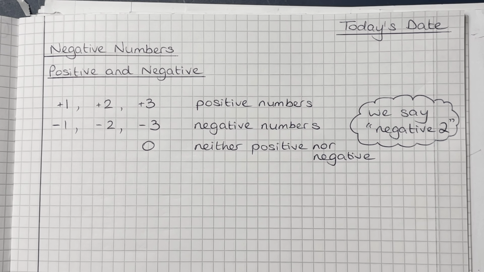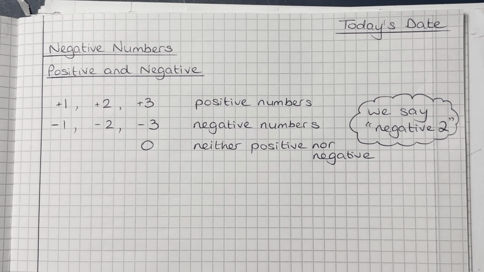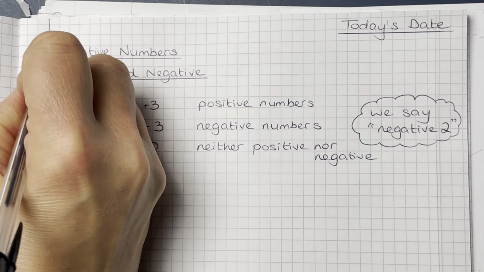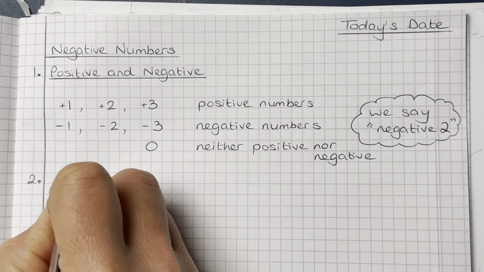Okay, and numbers can be integers, they can be whole numbers, or they can be decimals and fractions. So we could have a negative number that is -0.5, -0.73, something like that.